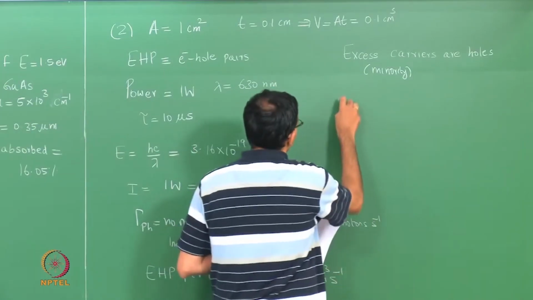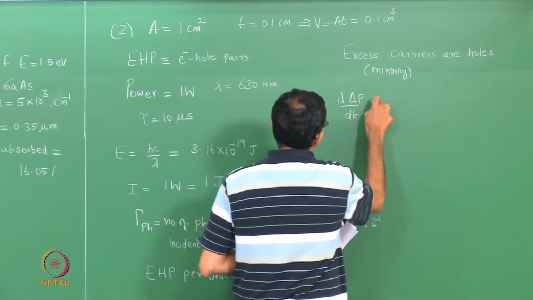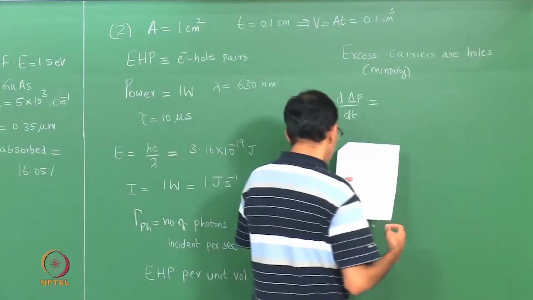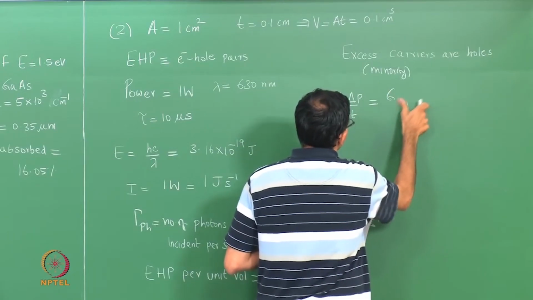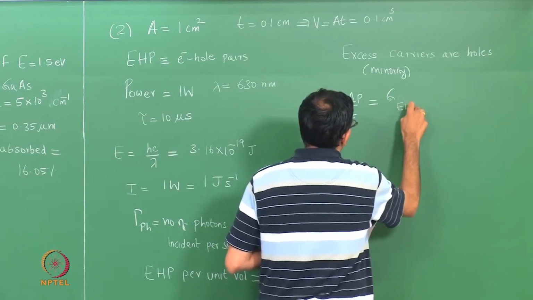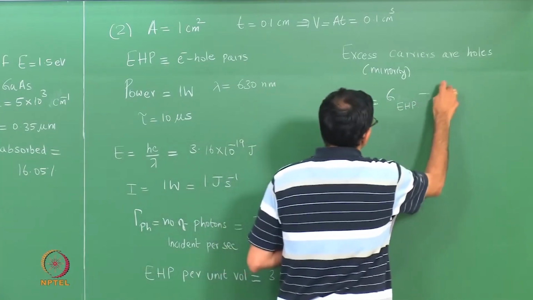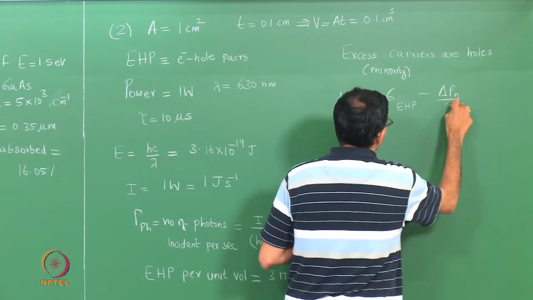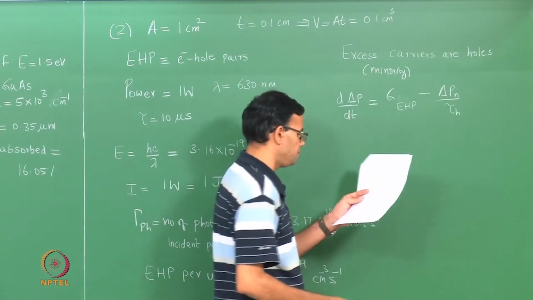This differential equation just says d delta p over dt, where delta p represents the excess minority carriers that are created, is equal to the number of electron hole pairs that are generated minus delta p n over tau h, where tau h is the minority lifetime.